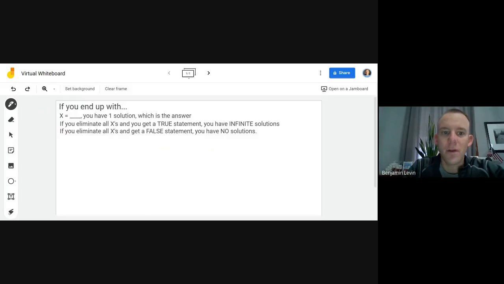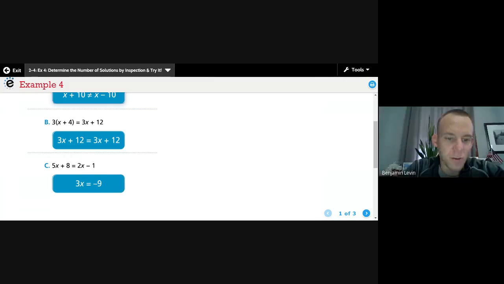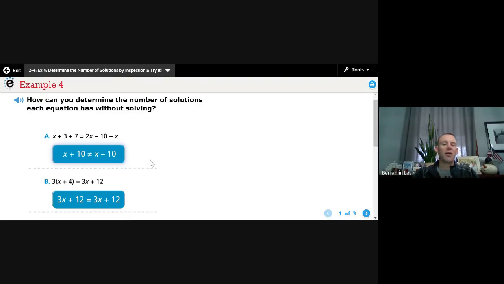There we go. Okay. So we obviously know that this is the answer, and they got the same answer we did, so that's good. 3x equals -9, and then the last step would be to divide both sides by 3 to solve the problem. But you can almost match these up and figure out whether there's a solution or not just by looking at them.